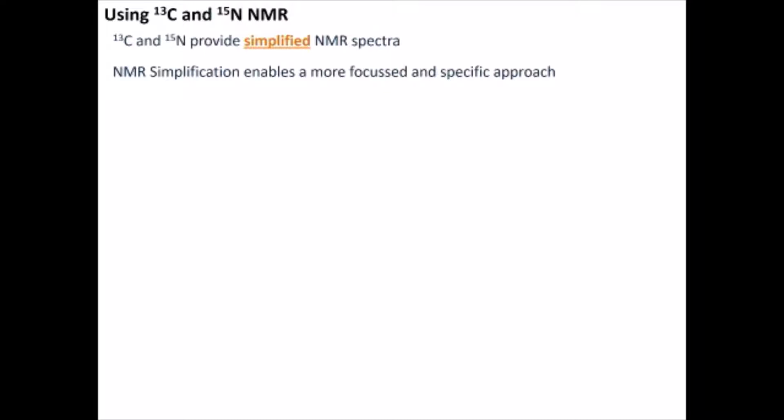NMR spectra. And the two used in biological studies are carbon-13 and nitrogen-15. So these simpler NMRs allow a more focused and specific approach because you are not overwhelmed by all the information of all the hydrogens that are part of that protein.